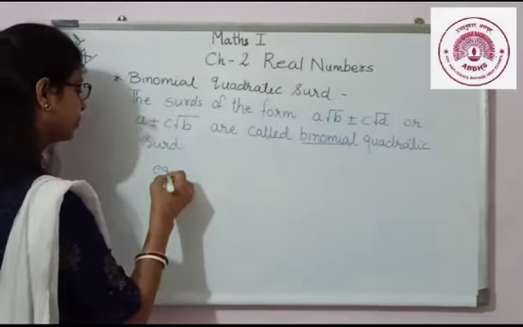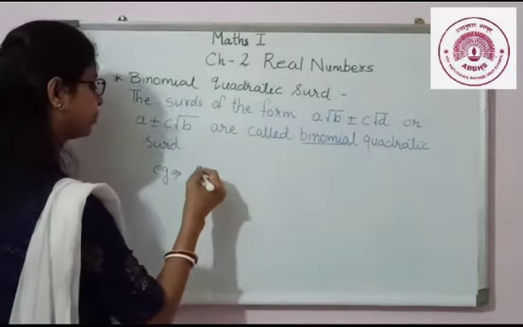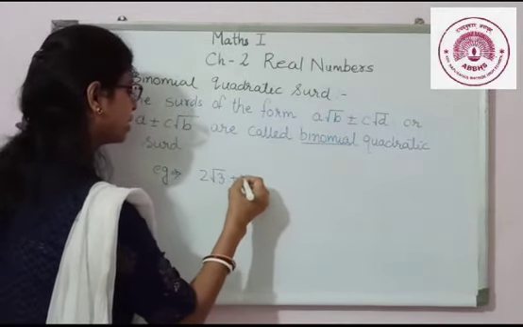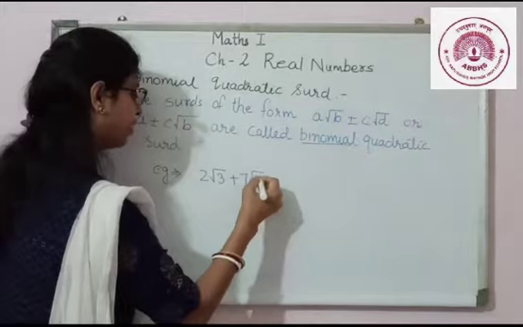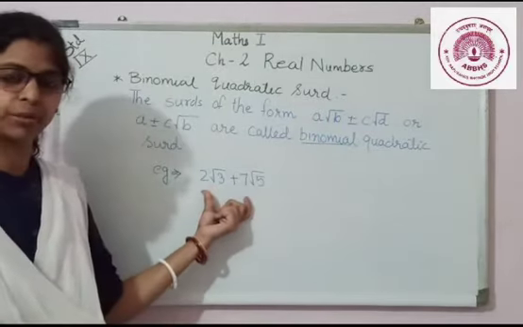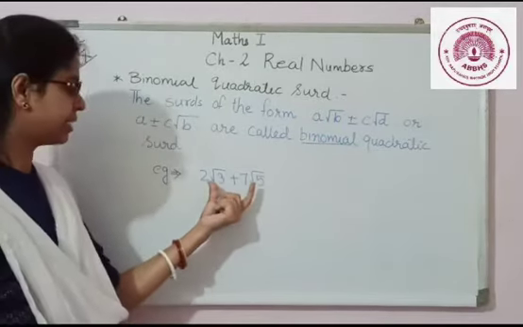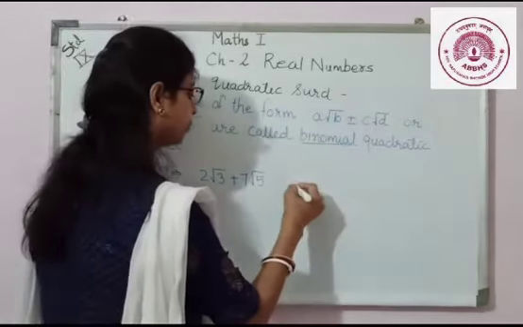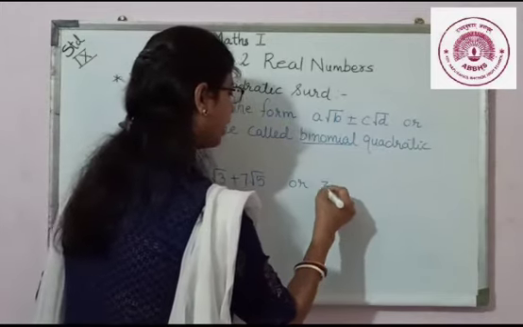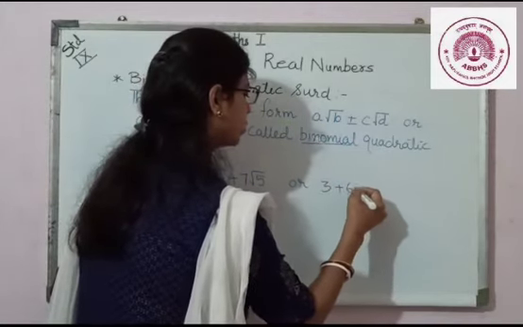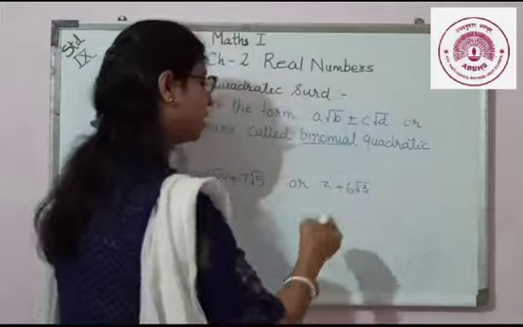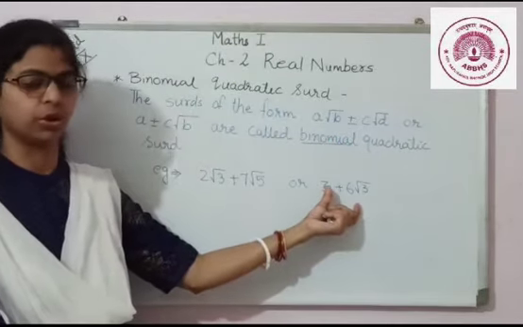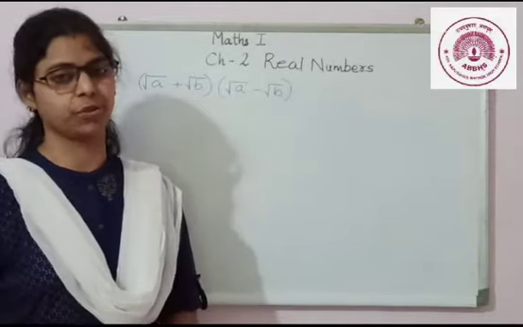Example: 2 root 3 plus 7 root 5. This is a binomial quadratic surd as it contains two terms. Also 3 plus 6 root 3. So this is again a binomial quadratic surd. Now let's see a few examples.